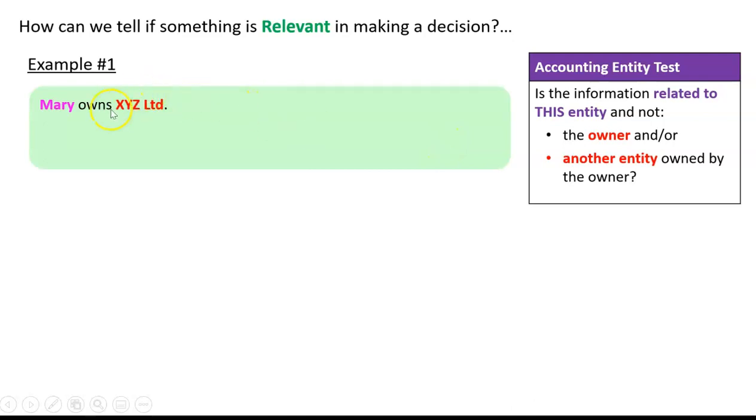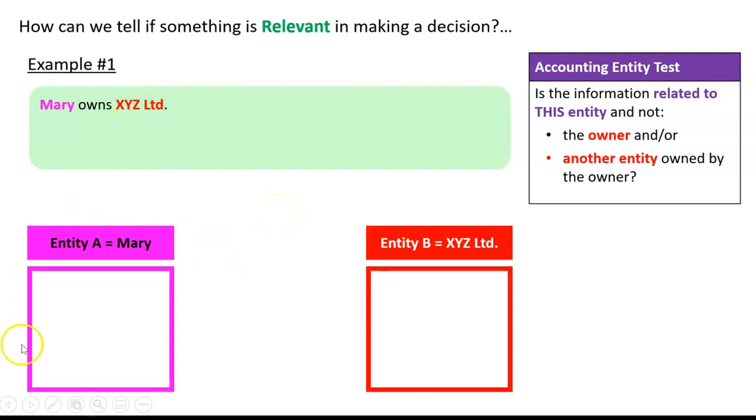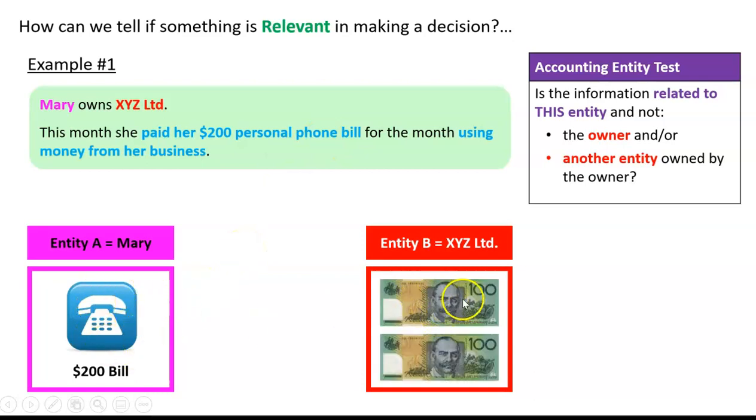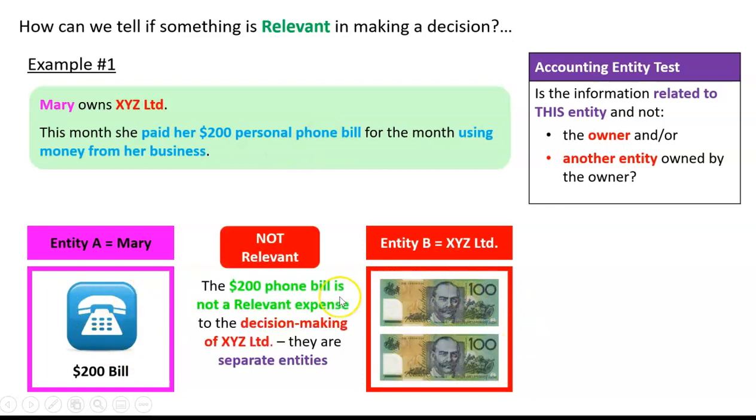Let's have a look at some examples. Mary owns XYZ Limited. So here's Mary as an entity. Remember, when we look at an entity, we put a box around the entity. Nothing can come in and out. Mary is a separate entity from entity B, which is the business XYZ. And this month, she paid her $200 personal phone bill for the month using money from her business. She got her phone bill, but she took the $200 from the bank account of her business.